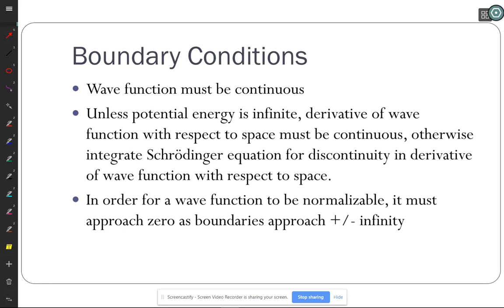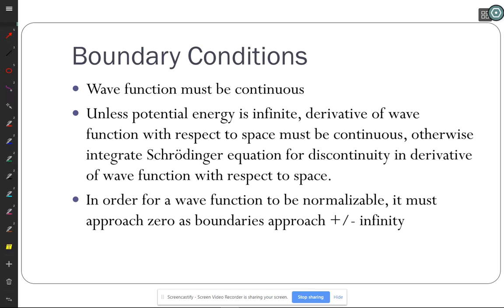Number 1, the wave function must be continuous. Number 2, unless potential energy is infinite, the derivative of the wave function must also be continuous. So you can't have kinks in the wave function. It needs to be smooth so the derivative is not going to jump. If you have an infinite potential, then you integrate the Schrodinger equation across the discontinuity to find how much the slope changes across the discontinuity in the potential energy function.